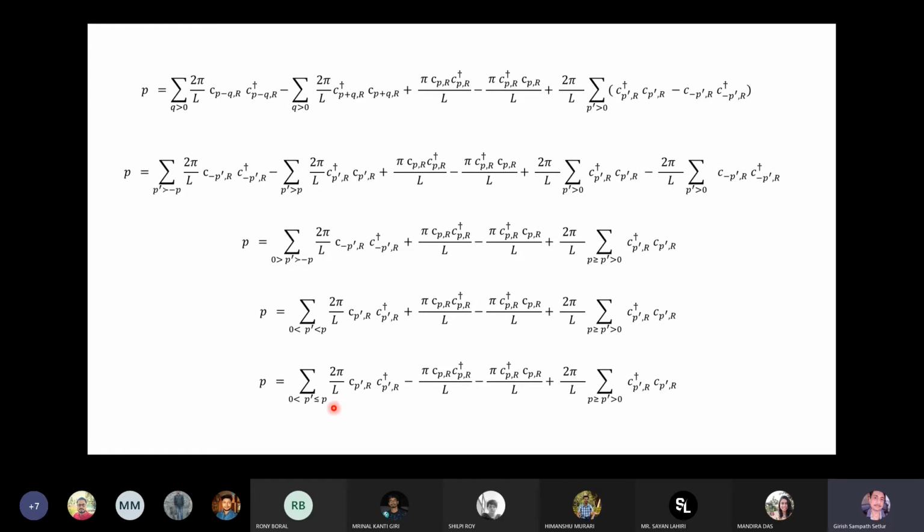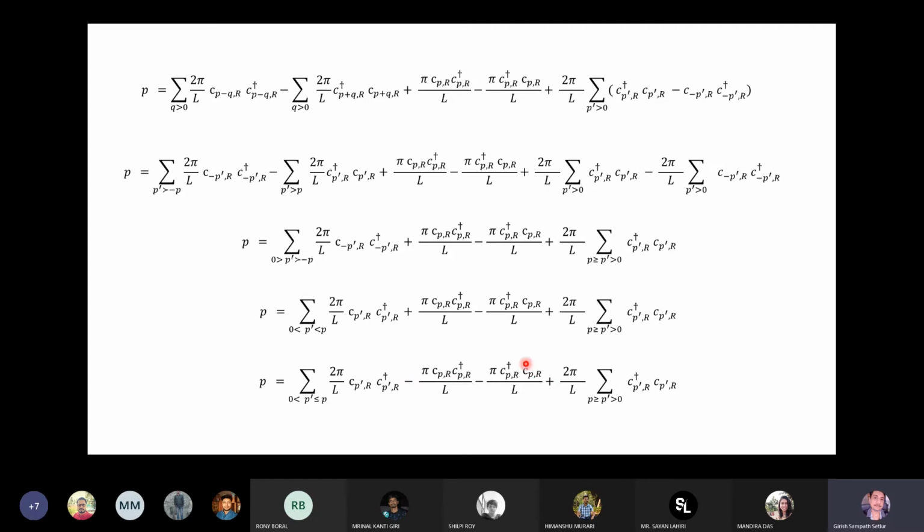So remember, this is less than p. I have included less than or equal to p and subtracted the term which is equal to p. When I subtract, this will become minus, because it gets subtracted by 2 pi by L from this. So if this becomes plus pi by L, it becomes minus pi by L. Now when you combine these two, clearly again, because these are fermions, C dagger C plus C C dagger is 1.